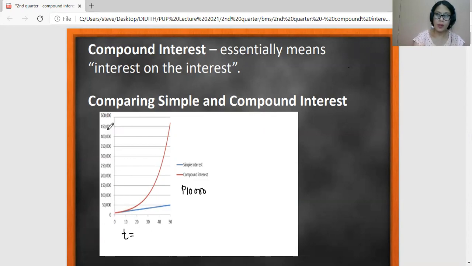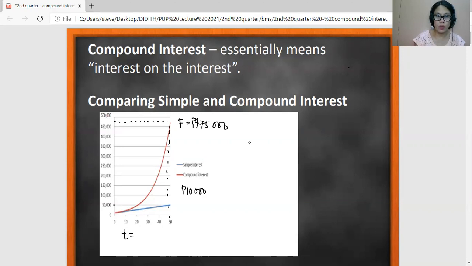And the y-axis here is a representation of the final amount at the end of t period. So if you will see here from the graph, the investment made using compound interest after 50 years of investing the money, this will result to the value of y equals 475,000 pesos.